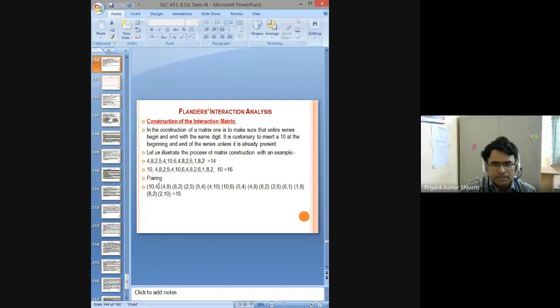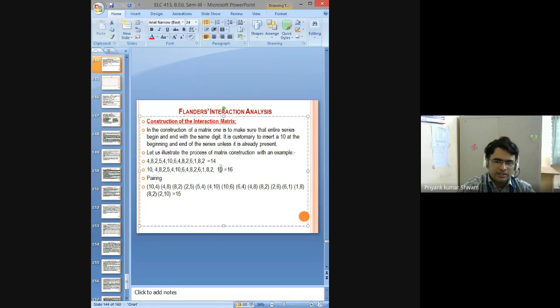Those 14 numbers are 4, 8, 2, 5, 4, 10, 6, 4, 8, 2, 6, 1, 8, 2. And we have added a customized part. On both sides we have added 10, 10. That means at the beginning as well as at the end, on both sides we have added 10. Now see here, this is the 10 and this is another 10. Then these 14 numbers become 16. Is it okay?